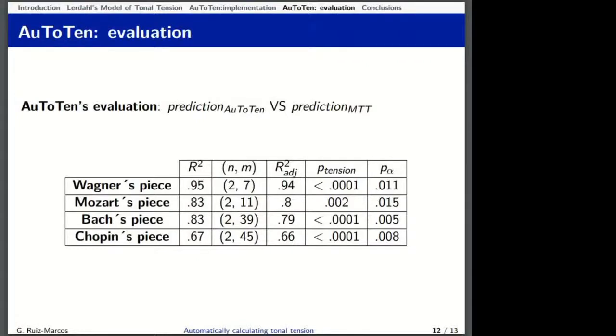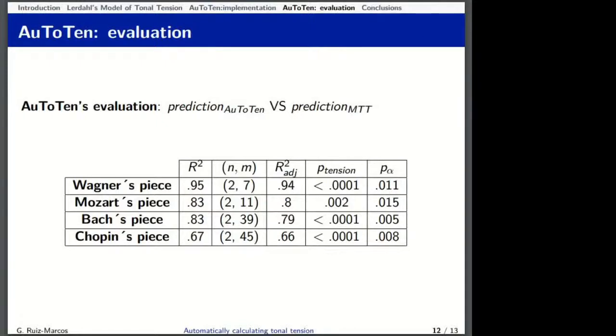This slide shows the results of the previous multiple regression, the one concerning Wagner's theme, as well as the results of the rest of the pieces for similar calculations. For each piece of music, there is a value of R-squared and the degrees of freedom N and M, an adjusted value of R-squared, and the p-values corresponding to harmonic tension and attraction calculated by Auto-10.